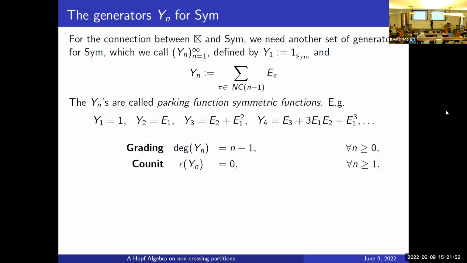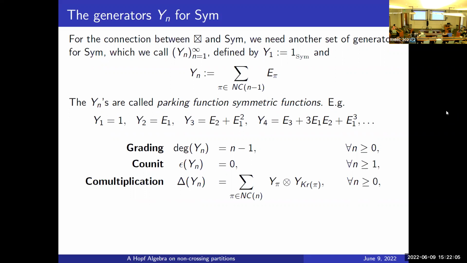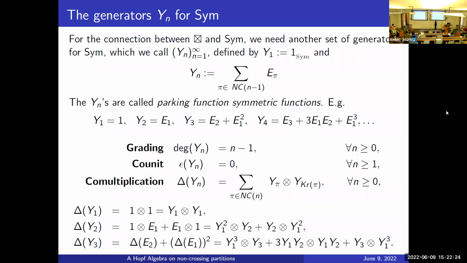If we have these symmetric parking functions, then we have this degree. The co-unit is the same as before. The co-unit is always sending everything to zero except the unit. And the source of the combinatorial structures comes from the co-multiplication, which, as I mentioned, is this formula, which is encoding the multiplication of free random variables. Good. And this is an example.